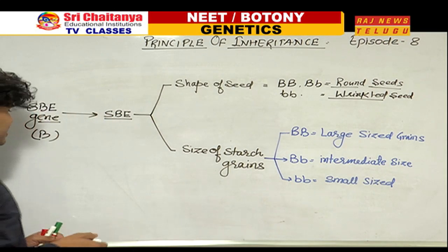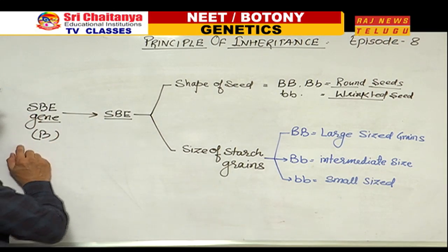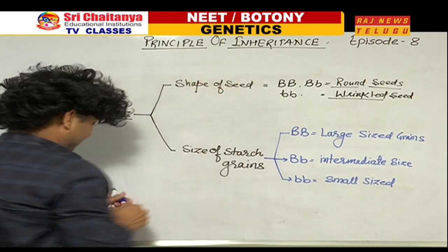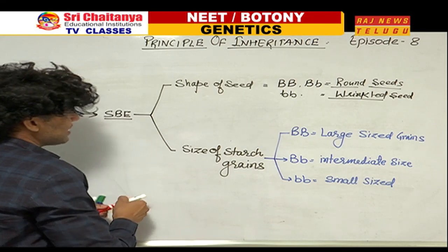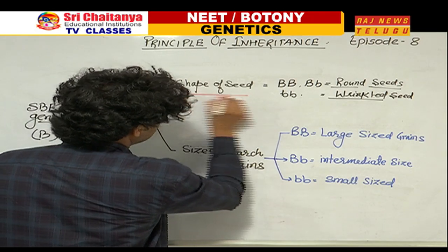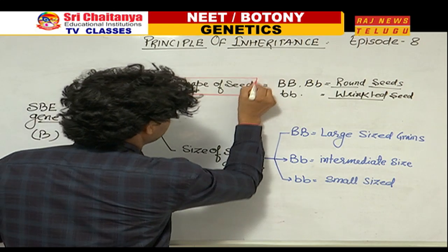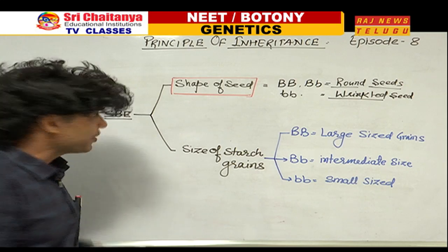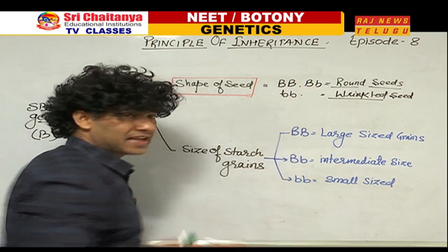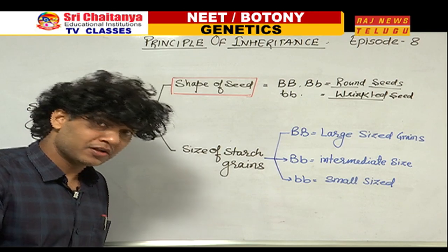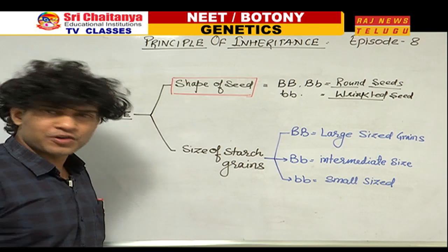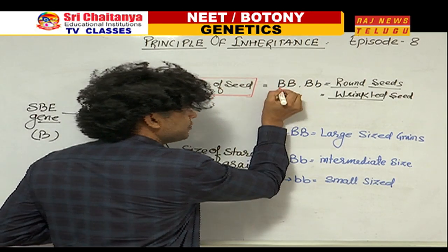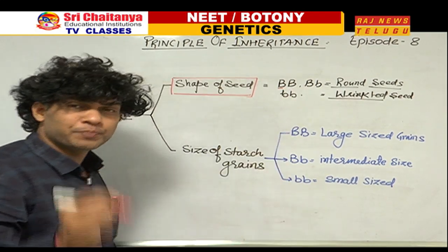Just think about it: this capital B gene is regulating more than one phenotype, and for this phenotype, if it is under our consideration, then this gene is showing the behavior of dominance. Because capital B capital B as well as capital B small b both are showing what? Both are showing the dominant phenotype. Means with respect to the shape of the seed, gene B is dominant over small b.